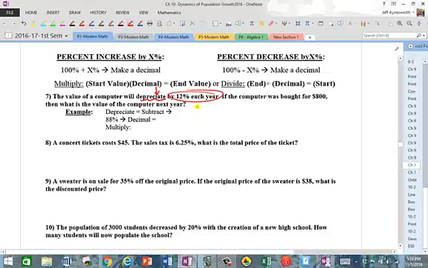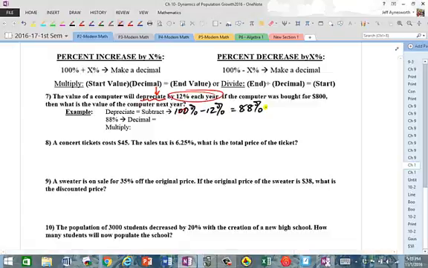So the first thing we need to do is take 100% minus 12% to figure out what the value is after a 12% depreciation, or what's called a decrease over time. So 100 minus 12 is 88. So the value of it is 88% after that 1 year, and we have to calculate that.